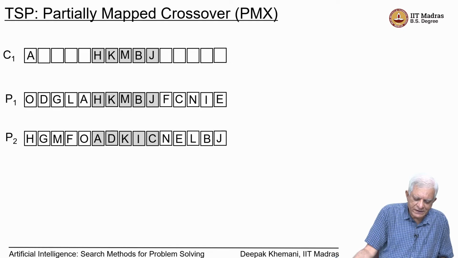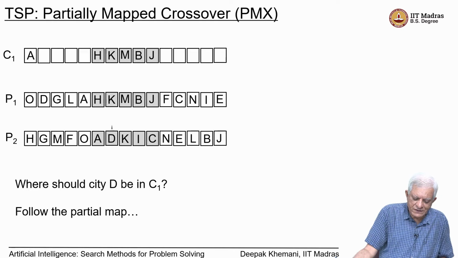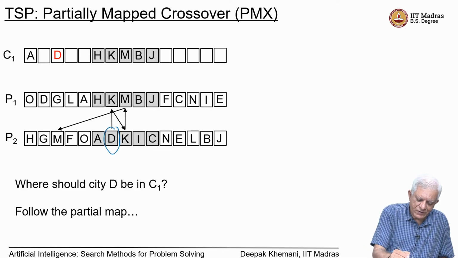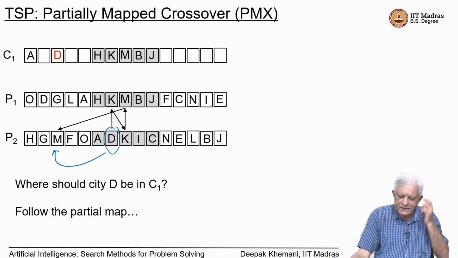Having done A, next we move to D. Where should D be in C1? We do a similar process. We go from D to K, but K is already occupied. Then we go from K to M, and M is also already occupied. Then we go to M in P2, and this is where we are going to store D in C1. So we started by looking for where to put D, followed the partial map, and figured out that D must go in this location, which is available for D.